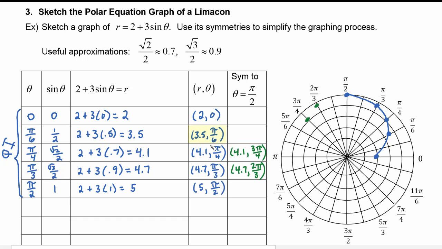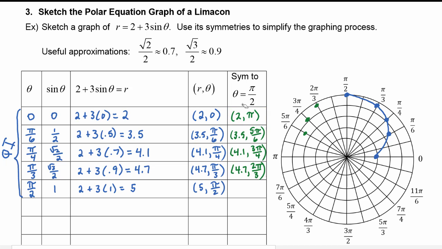The point (3.5, pi over 6), which is right here, will fold over and become (3.5, 5 pi over 6). So it's really nice that we don't have to plug these in. And finally, (2, 0), which is right here, is going to fold over and become (2, pi).